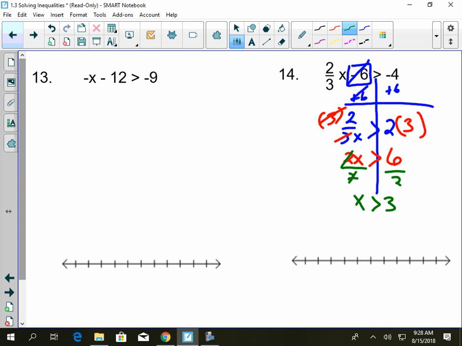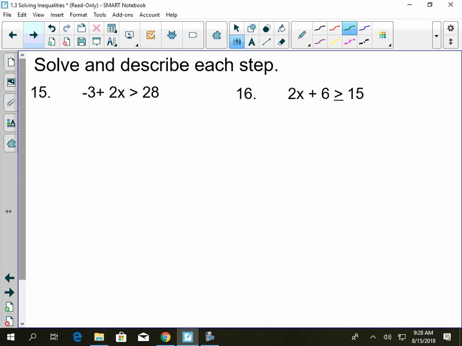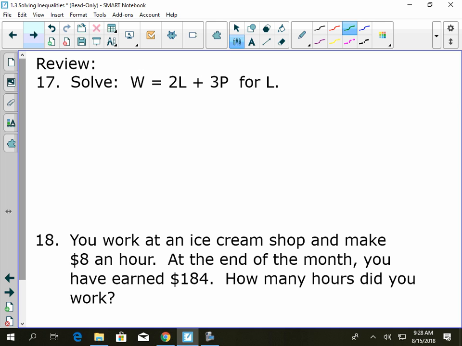Now I have to graph it. So I just put my 3 here. Open circle or closed? Open, it's not or equal to. Greater than goes to the left or the right? That is right. Put your arrow. Make sure you put your arrow because it's every number bigger than 3. Okay, these are all on your own. That's a review.